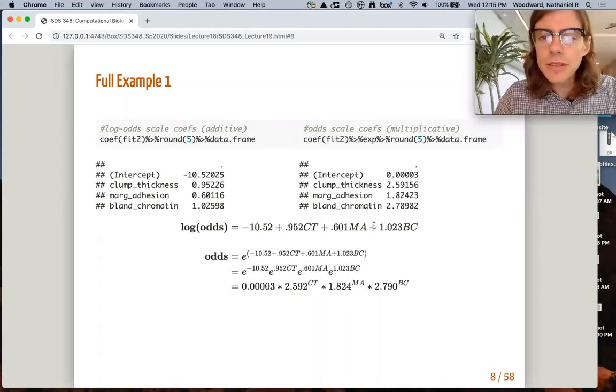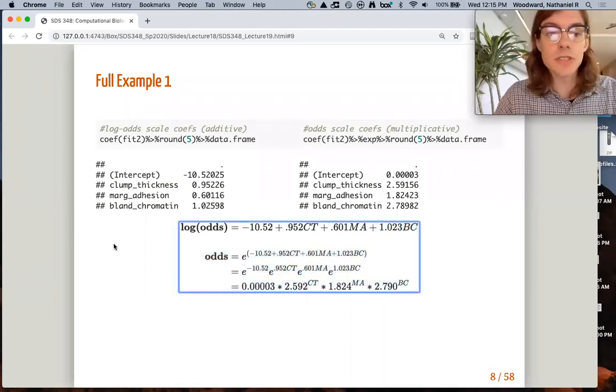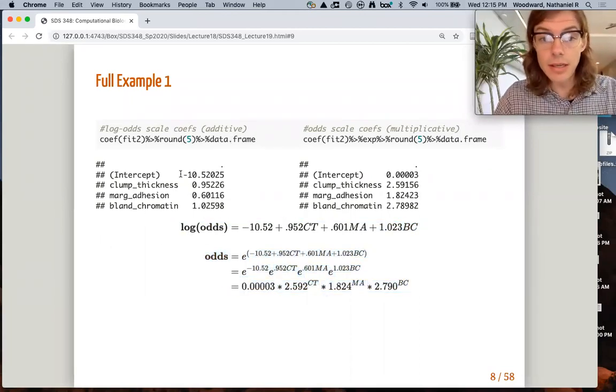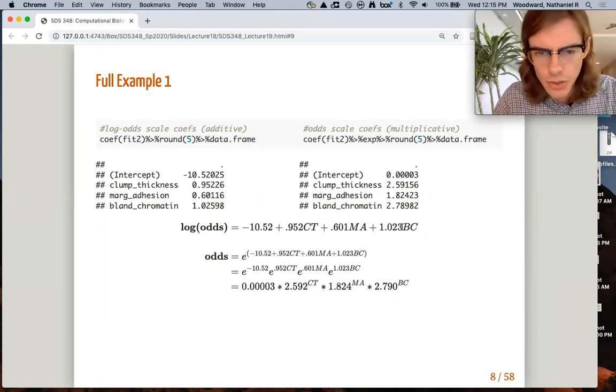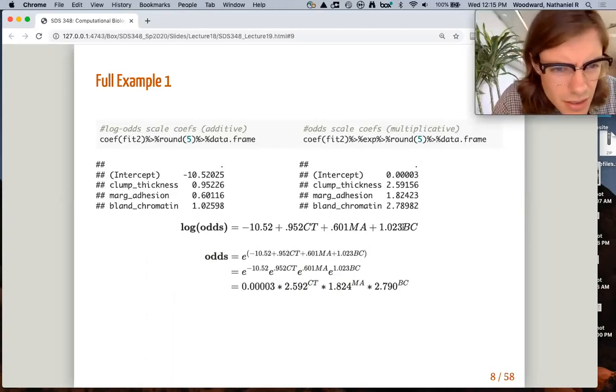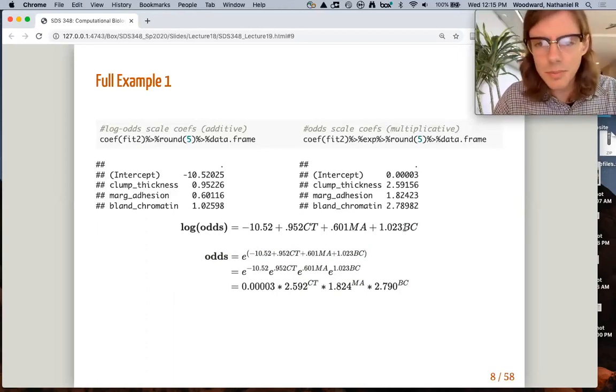So again, we can write this first equation. We can take those coefficients from this output. So negative 10.52, that's the intercept in terms of log odds. And 0.952, that's the clump thickness effect in terms of log odds. MA, the marginal adhesion, 0.601, that's its effect. And then 1.023, that's the, oh, sorry, that should be 0.025. Oh, it says 023. Whatever, the difference won't be that big a deal. I'll fix it in the slides before I post them.